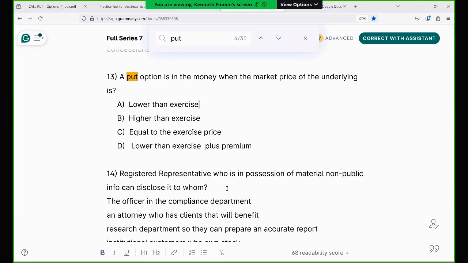Did anyone have an answer? C? So what, is it D? So remember, in the money has nothing to do with us. In the money and intrinsic mean the same thing.